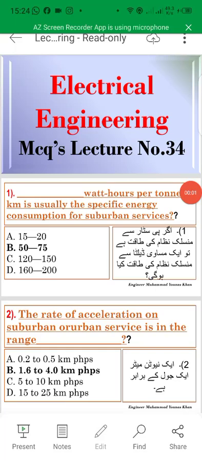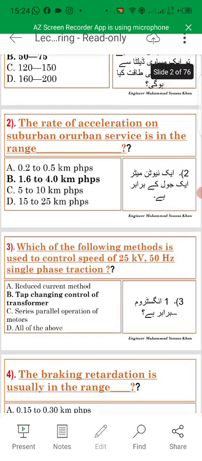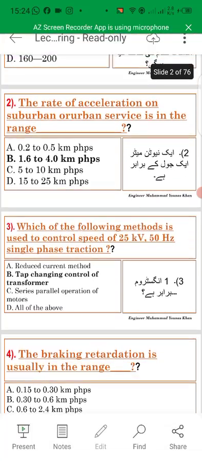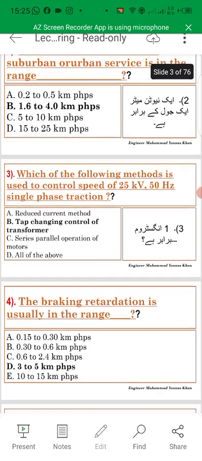50 to 75 watt-hours per ton-kilometer is usually the specific energy consumption for suburban services. The rate of acceleration on suburban or urban service is in the range 1.6 to 4.0 km/h/s.